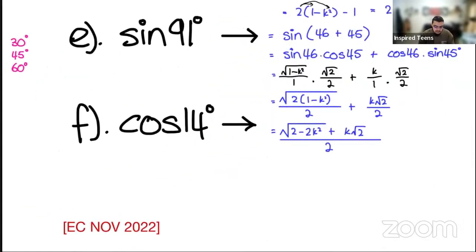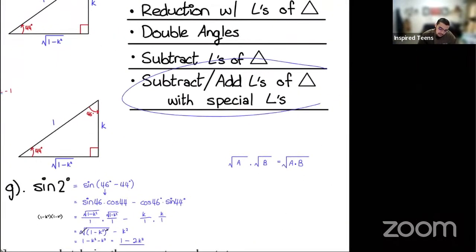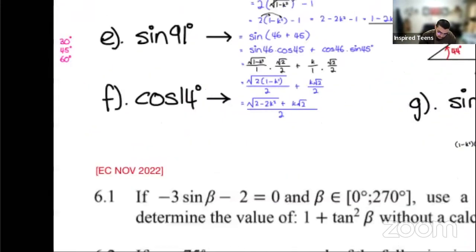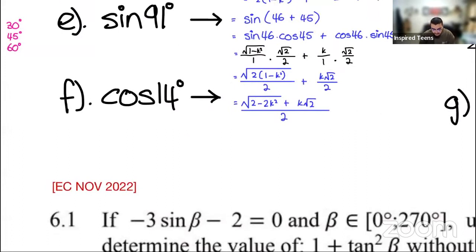Now let's have a look at this last one. This last one has cos 14. So this example is another one of subtracting or adding angles of triangles with special angles. So let's try 60 minus 44, and that works. So I can re-express this as cosine of the special angle 60 minus the angle from the triangle, 44. And I haven't changed the value, because this is still cosine 14.